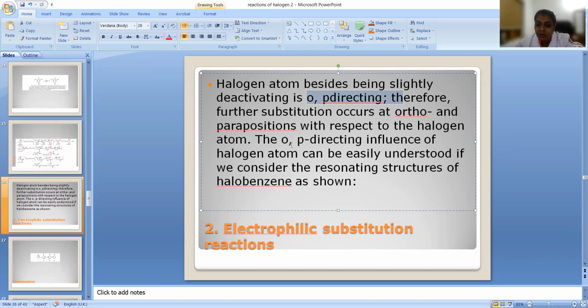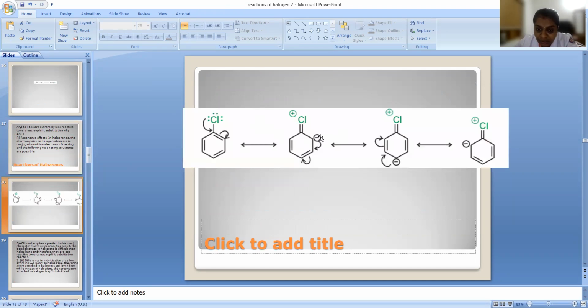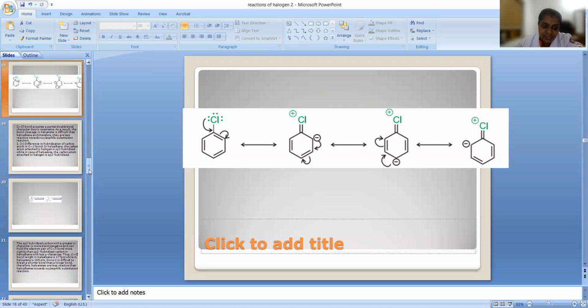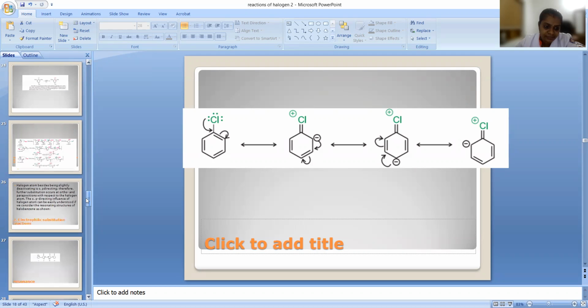Not only that, the ortho-para directing influence of the halogen atom can be easily understood if we consider the resonating structure. Let us see the resonating structure again. Here, the ortho and para positions concentrate the negative charge, so an incoming positively charged electrophile will be directed more towards the ortho and para positions. I think you understand from the resonating structure why it is ortho-para directing.